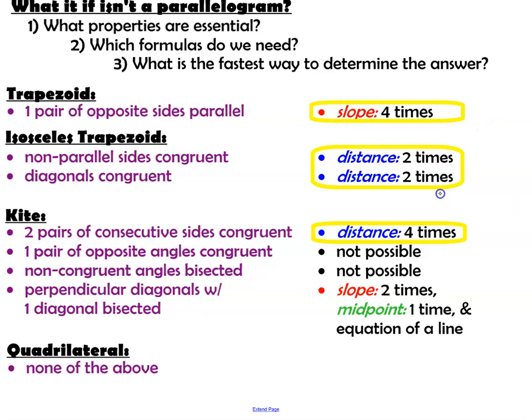So it involves a lot of distance formula. And again, if we can't prove any of the special properties, then we would just say that this is a generic quadrilateral.